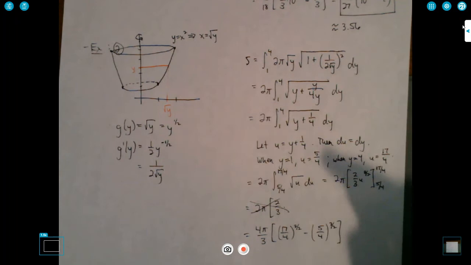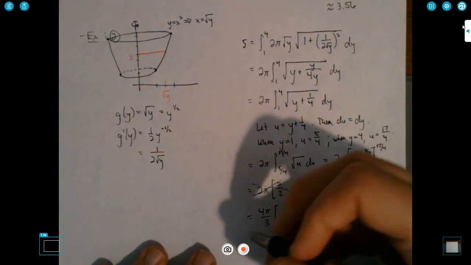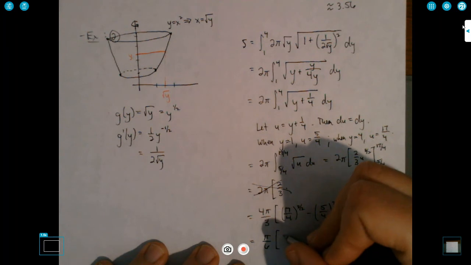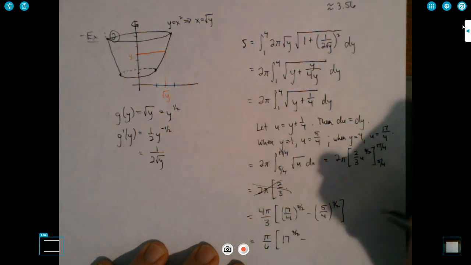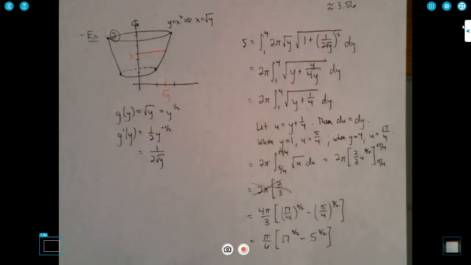Okay. And at least, square root of 4 is nice. Square root of 4 is 2, and then 2 cubed is 8. So they're both going to have a denominator of 8, which you could pull out as well. 8 would cancel, or 4 would cancel 4 and leave a 2. So I think it would just be pi over 6 at the end of the day. Pi over 6 times 17 to the 3/2 minus 5 to the 3/2. But again, that's about as nice, I think, as you're going to get.